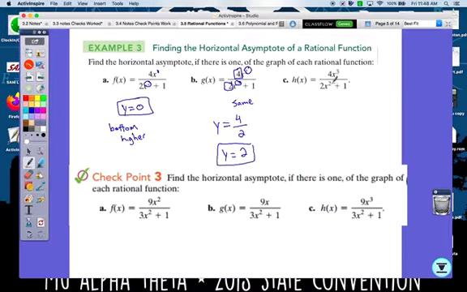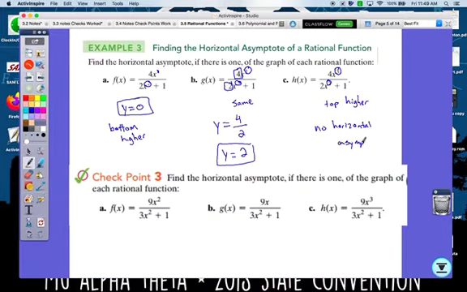All right, and then on C, you have a 3 on top and a 2 on bottom. So that means the top is higher. Since the top is higher, we have no horizontal asymptote.